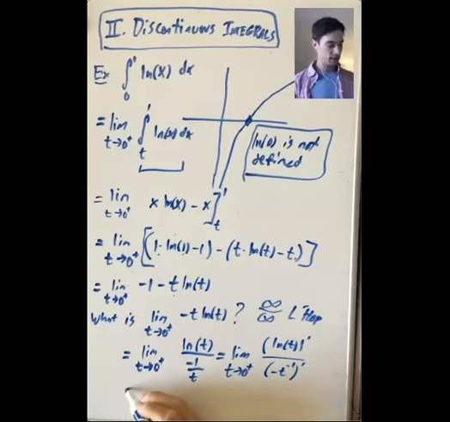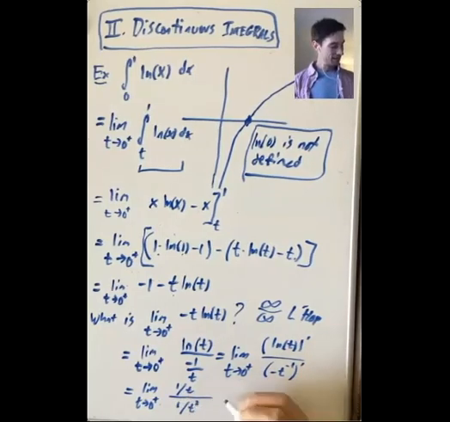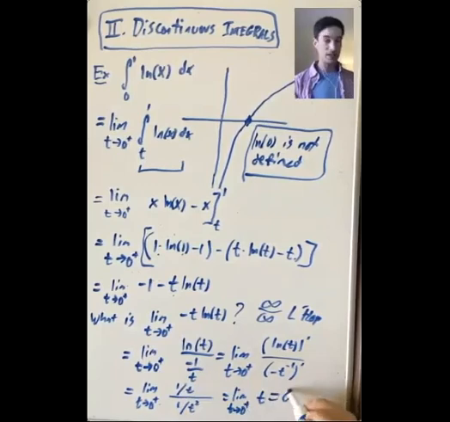And what we get is a limit as t goes to 0 from the plus direction of 1 over t divided by -1 times -1 over t squared. We get a t to the -2, and the minuses cancel. So the point is, now this t squared comes up to the top. We just get a limit as t goes to 0 from the plus direction of t, which is 0.